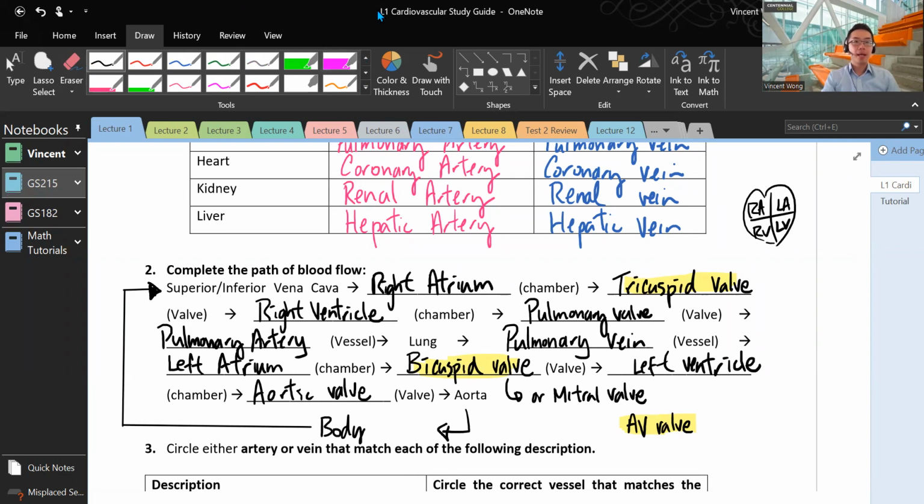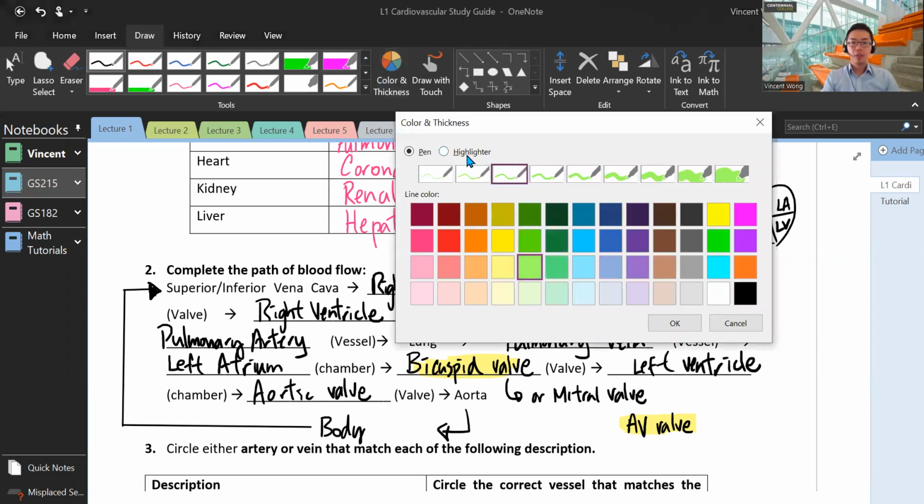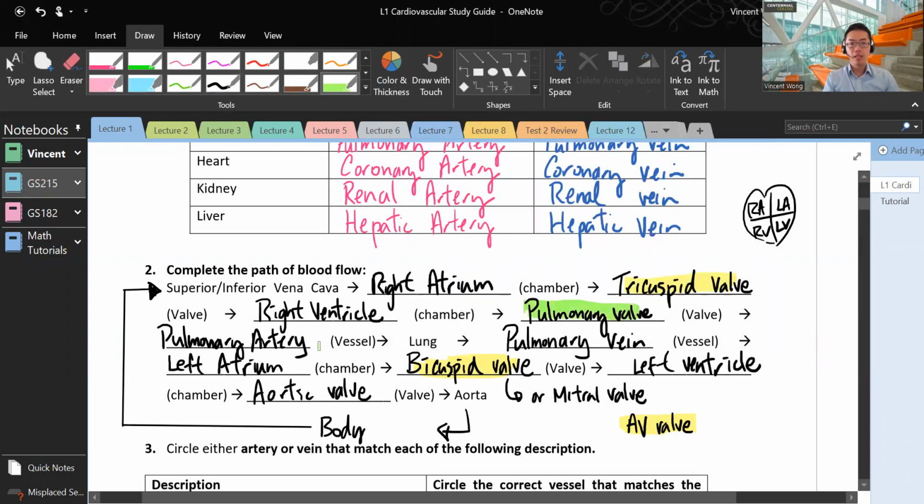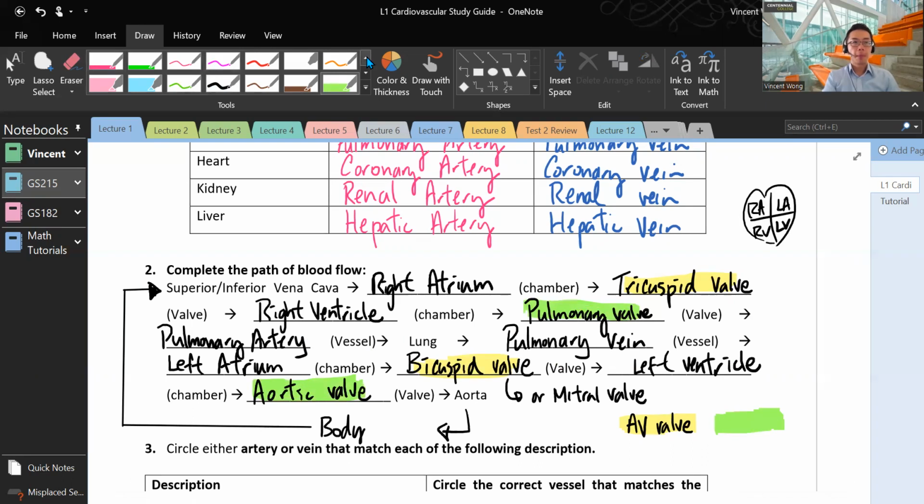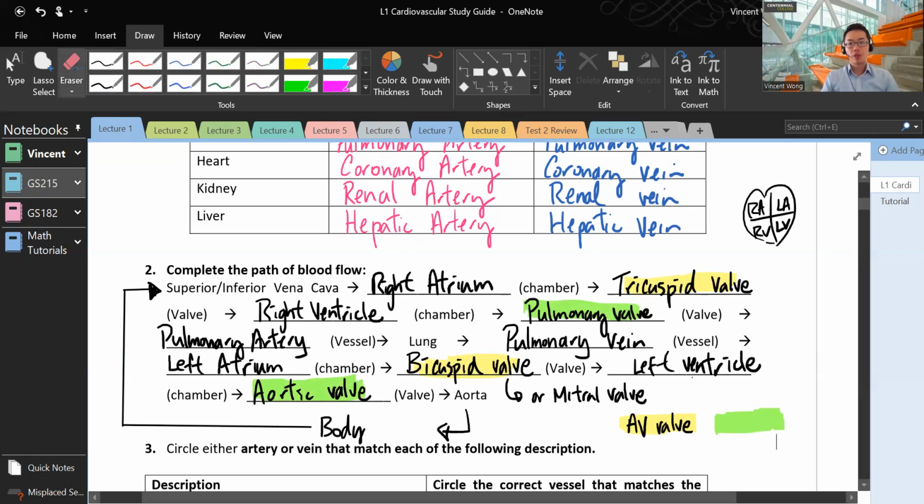Then we have a second pair, which is the pulmonary valve here, as well as the aortic valve. So what do we call those? That is correct. Tyler, Adriana, and Jean, these are the semilunar valves. Okay, semilunar valves.